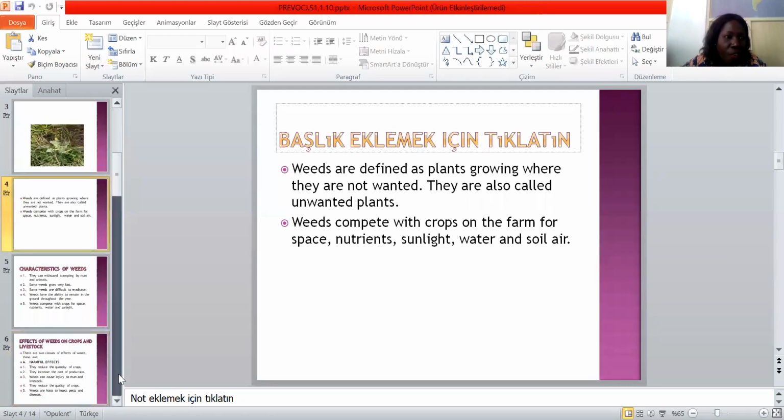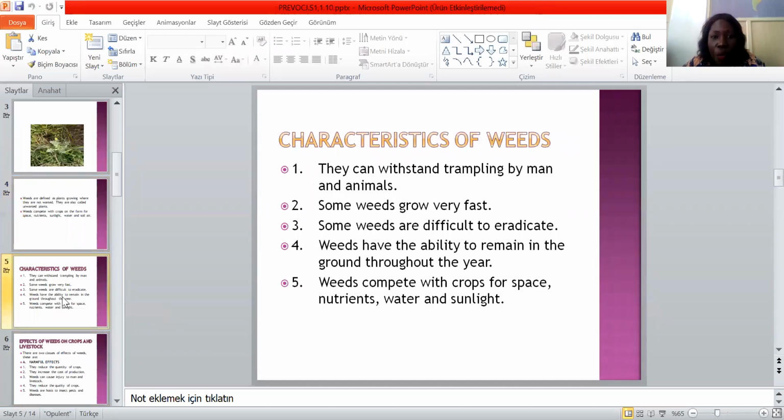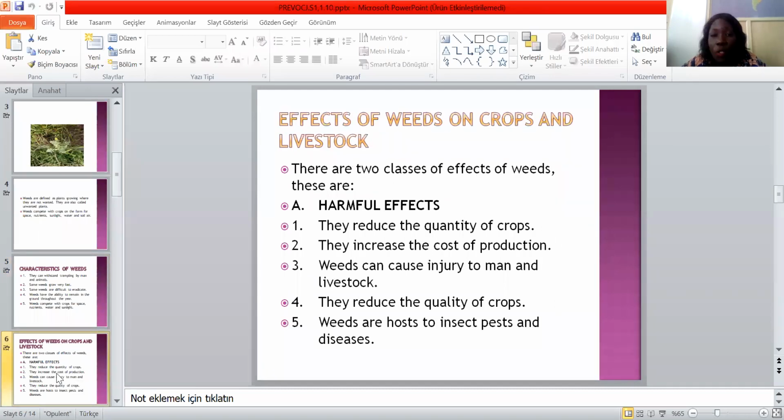After that, you have characteristics of weeds. They can withstand trampling by man and animals. Some of them grow at a very fast rate. Then the seeds are very, very difficult to eradicate, to uproot from the soil. Then they also have the ability to remain in the ground throughout the whole year. The last characteristic is that they compete with our crops for space, for sunlight, for soil nutrients.